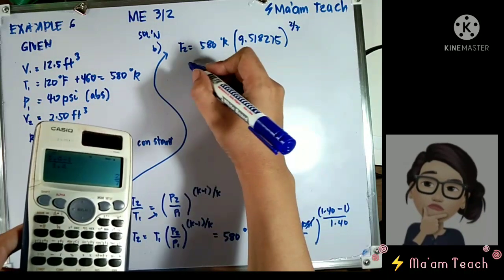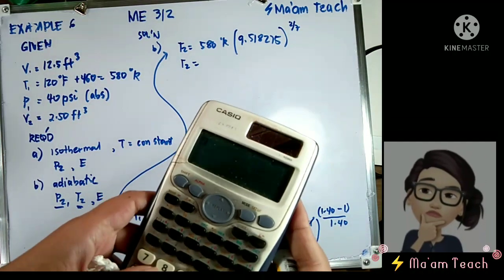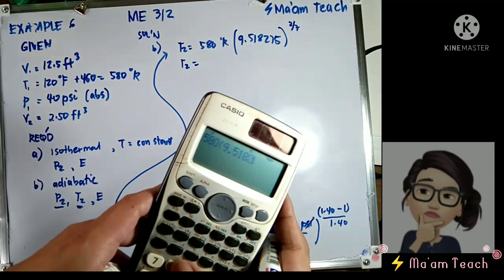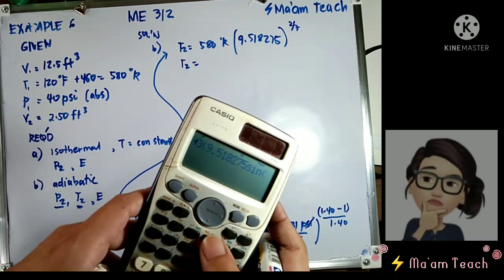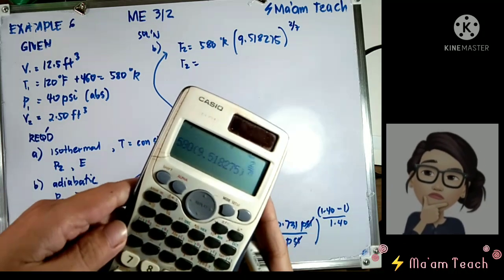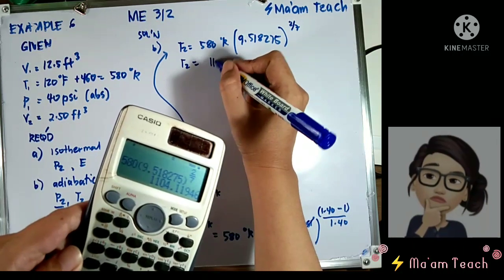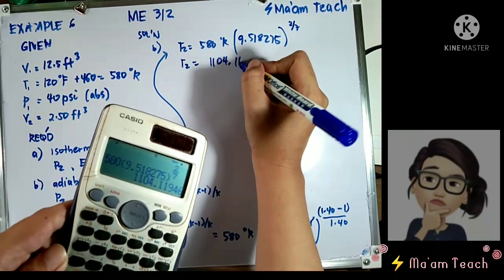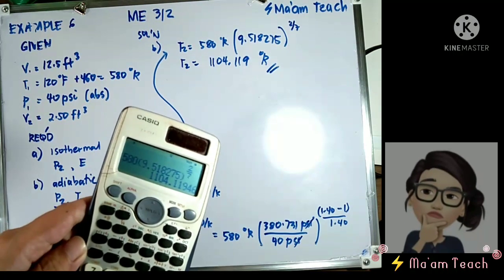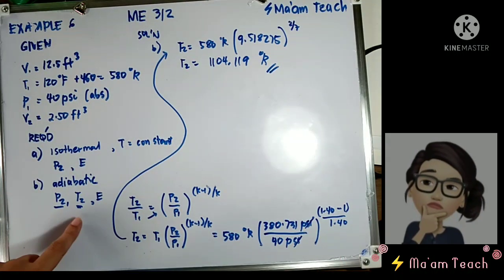There. So using your calculator, T sub 2 will become 580 times 9.518275 raised to 2 over 7. So we have 1104.119, and the unit is degree Rankine. Can you follow, class? So that is another solution for our letter B.